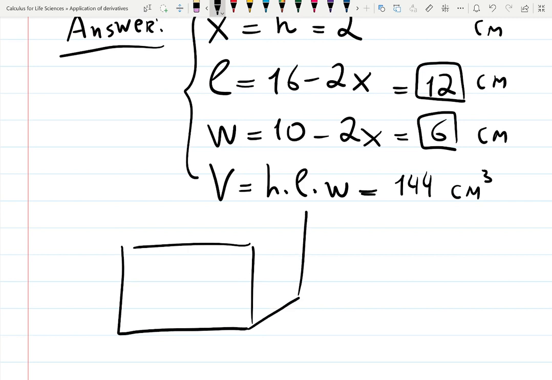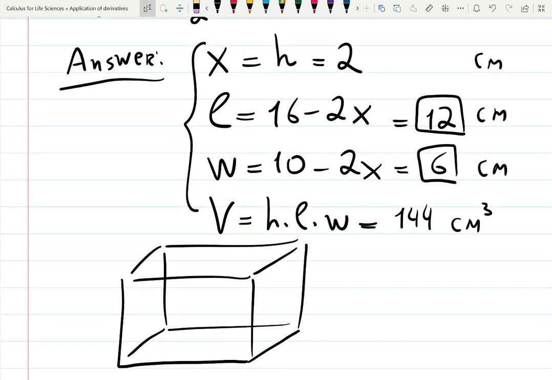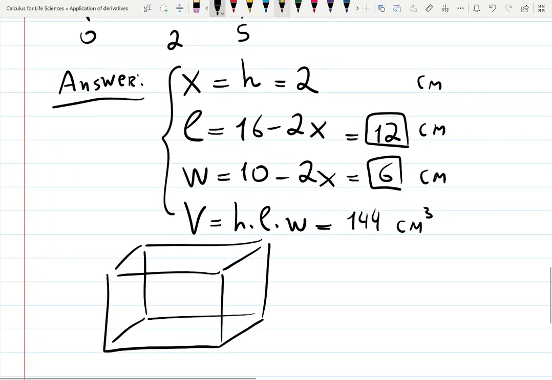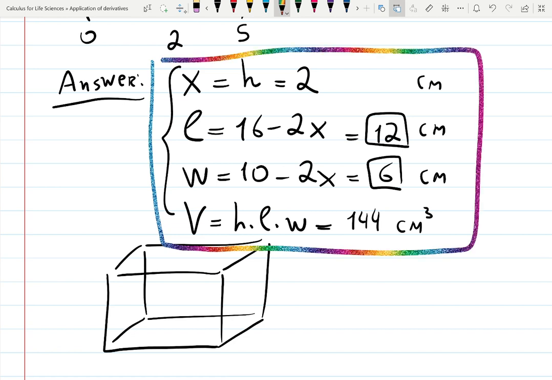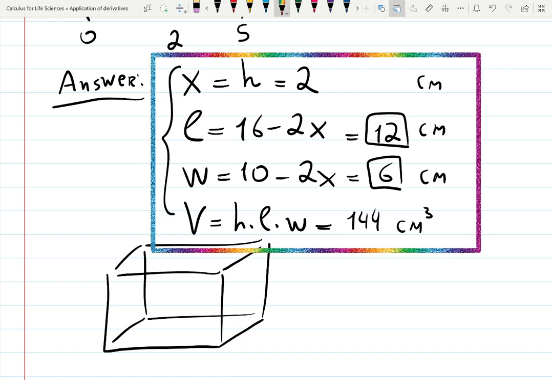So the box looks like so. Well, actually just a box. What do you expect from it? It's a box with no lid, with height 2, length 12, and width 6, and the volume 144. Good job, people. This is the box that maximizes the volume, by the way.